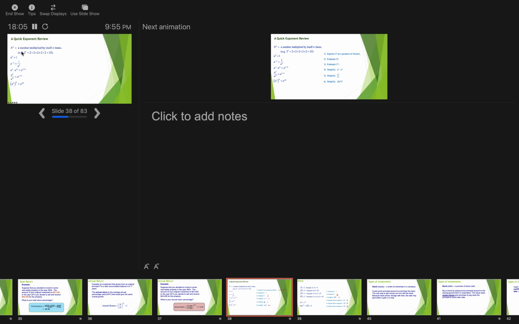That N to the n power is a number multiplied by itself n times. We call the big N the base and the little n the exponent.